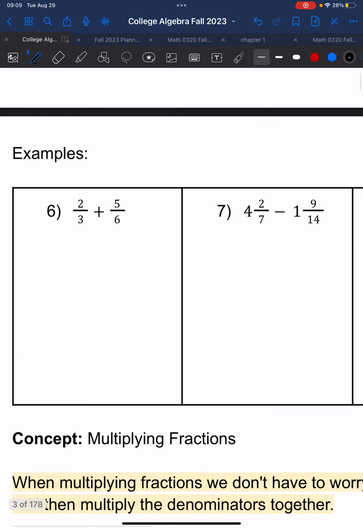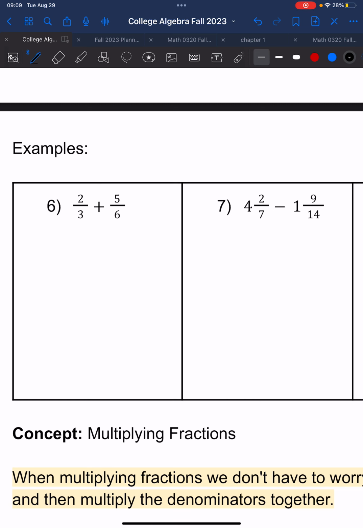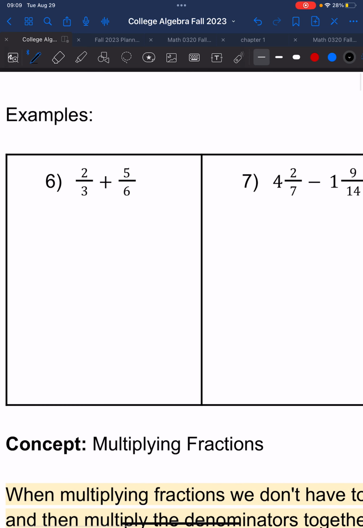So let's go ahead and see that example in number 6. We have 2/3 plus 5/6. So we have a denominator of 3 and a denominator of 6. Let's say we do not know how to find the common denominator between those two numbers. So we would multiply them. 3 times 6 is 18. So we would say that that is our common denominator.